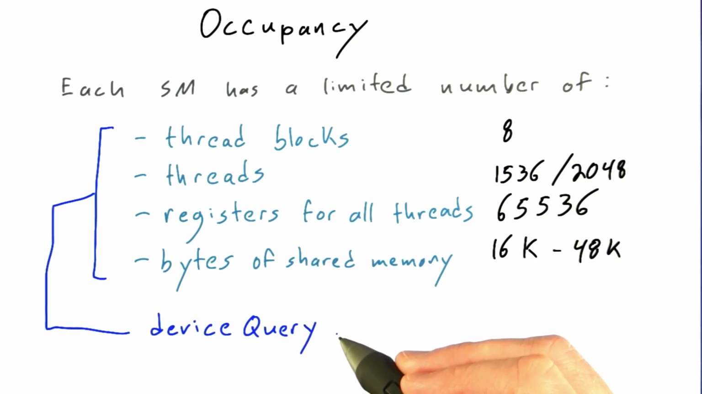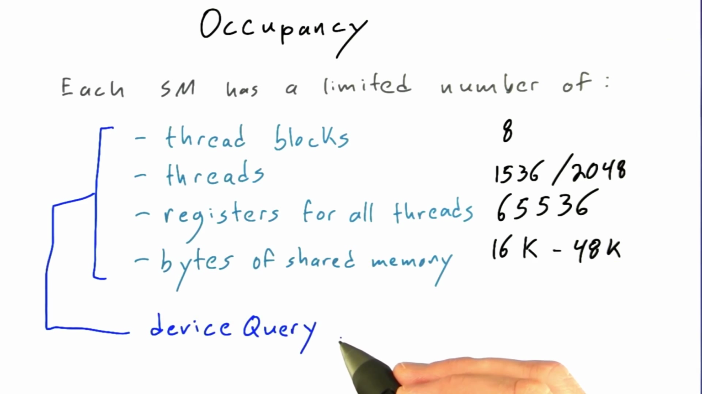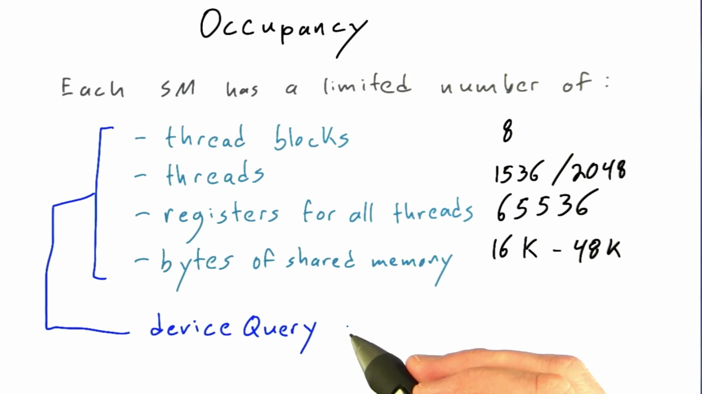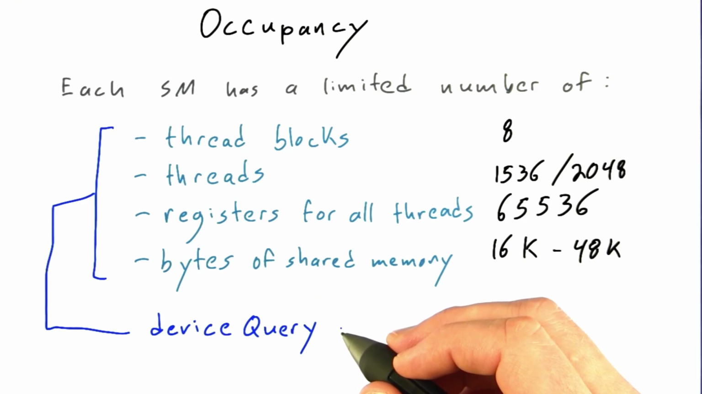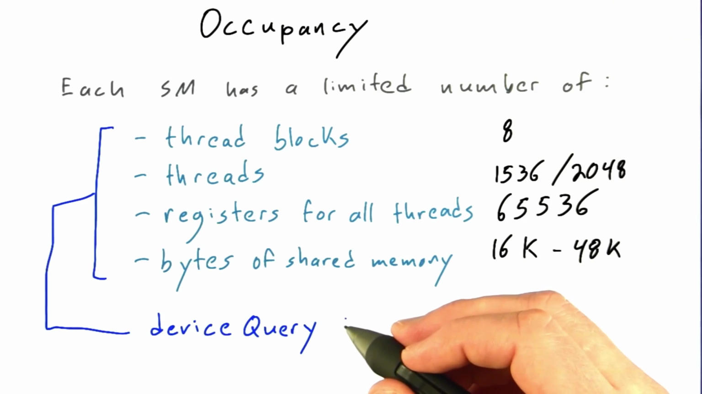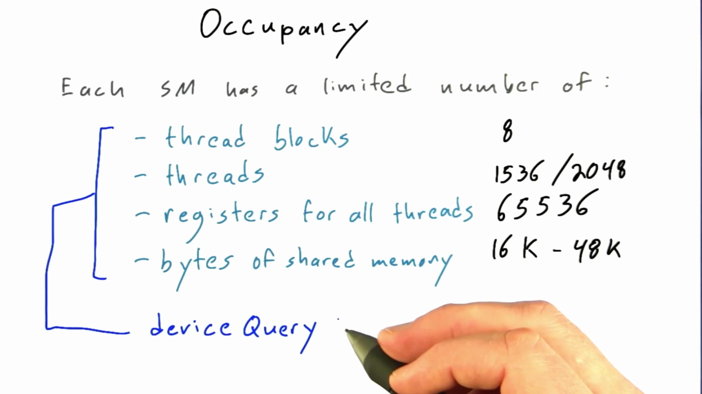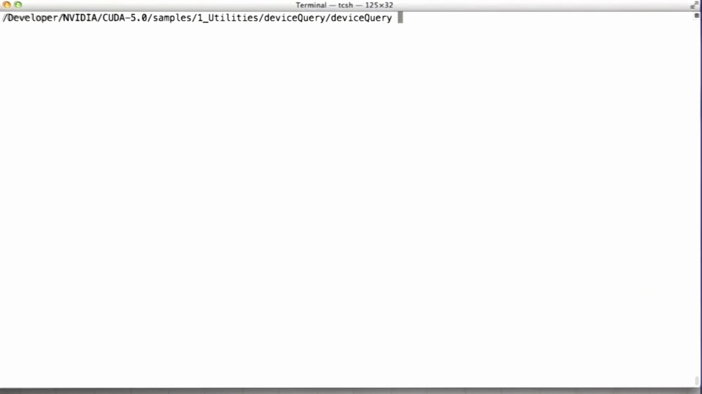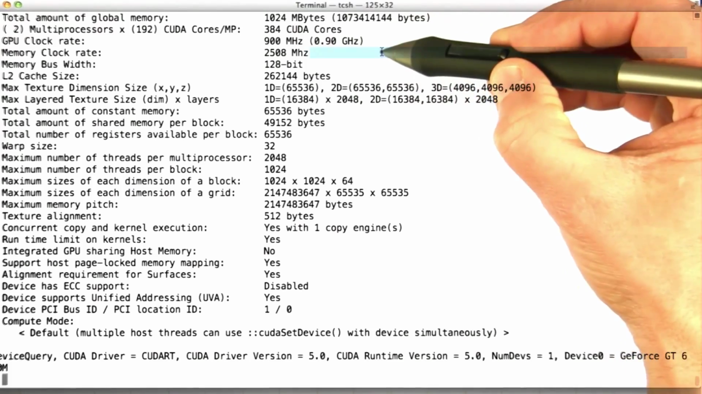And the CUDA SDK ships with a sample called device query, we saw it earlier, that conveniently collects all of this information into a single useful utility. So earlier we did a printout of the result of device query on my GPU. Let's look at that again. It prints out a lot of information.